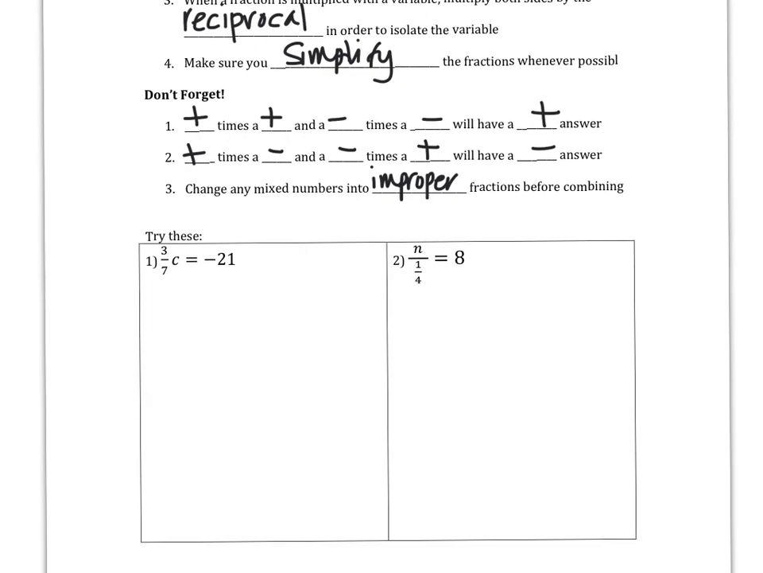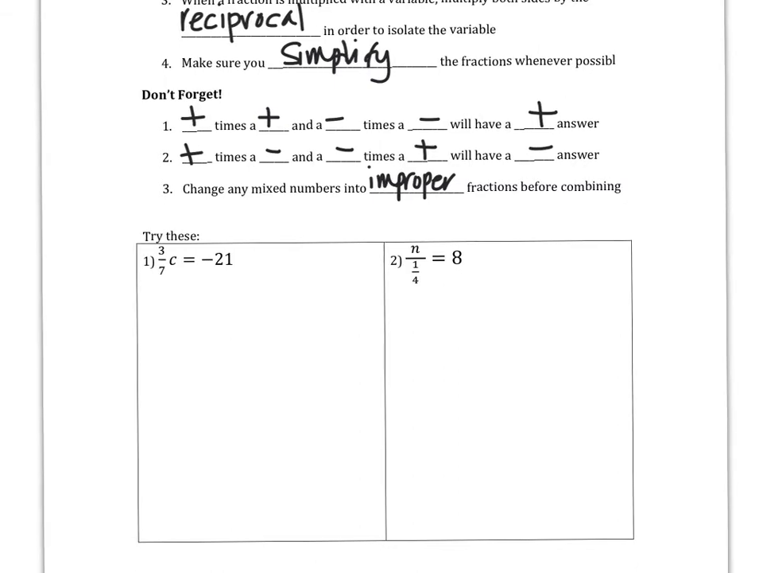So the first thing I want to do is isolate my variable. My variable is C, and it's being multiplied by 3/7. So in order to get rid of a fraction, we multiply it by its reciprocal. So I'm going to multiply this by 7/3, which means I have to multiply this side by 7/3. And any number times its reciprocal is 1, so that's going to cancel that out, and that's just going to leave me with the C, which is what I wanted. And now I have negative 21 times 7/3, so I'm going to put that over 1.